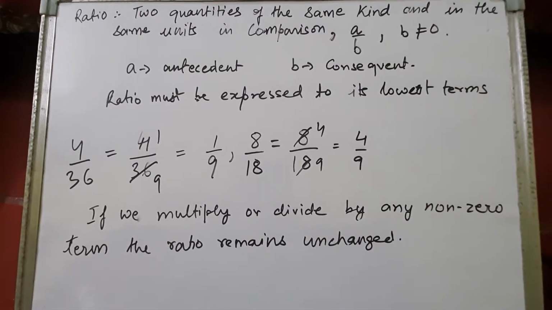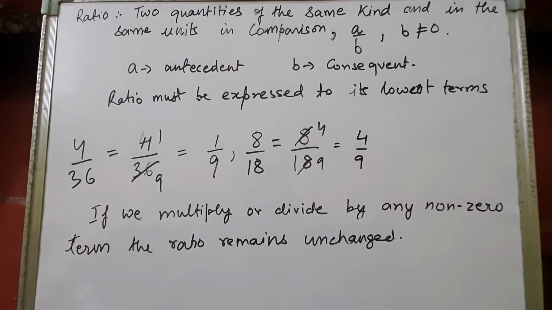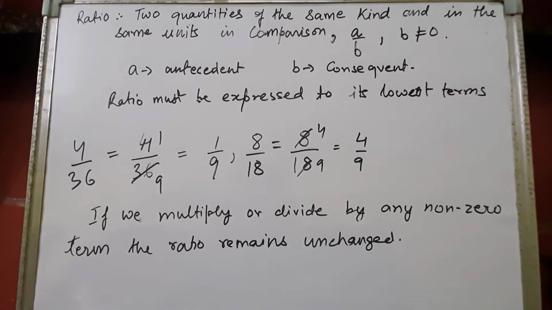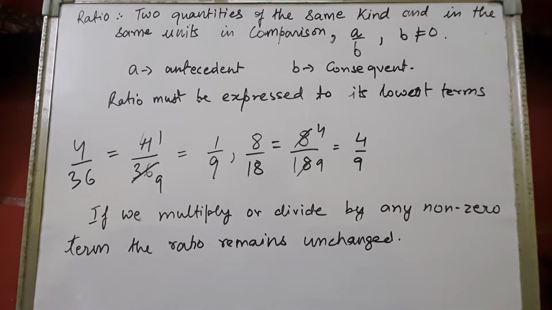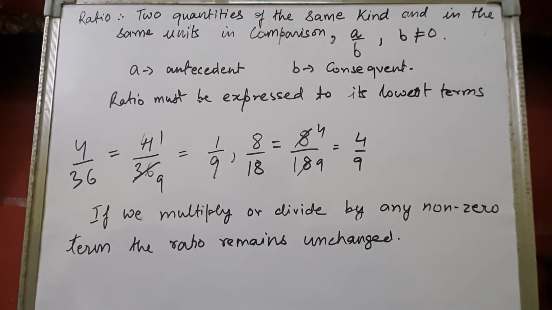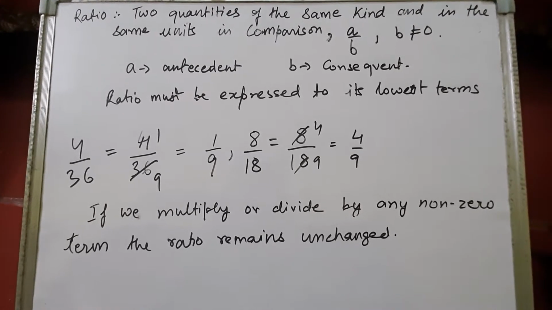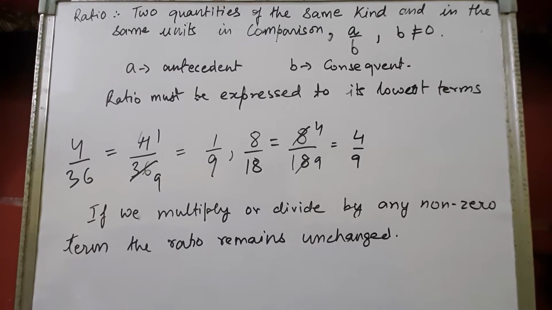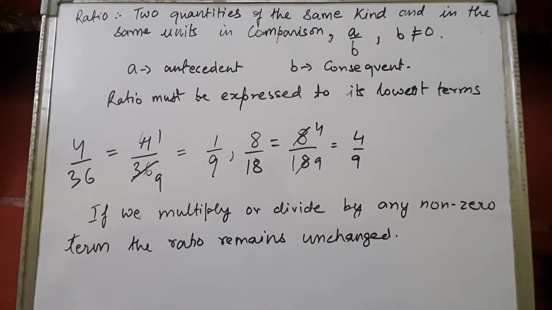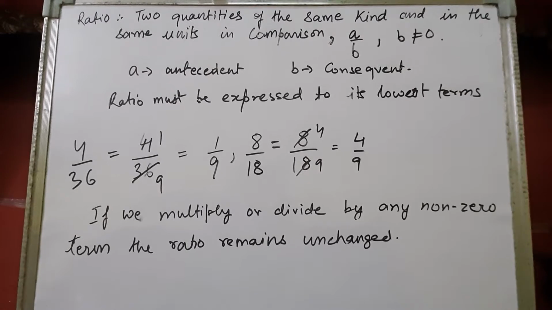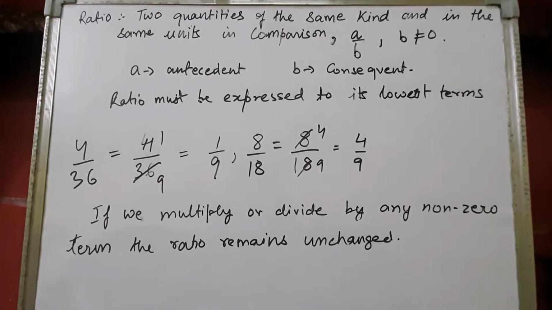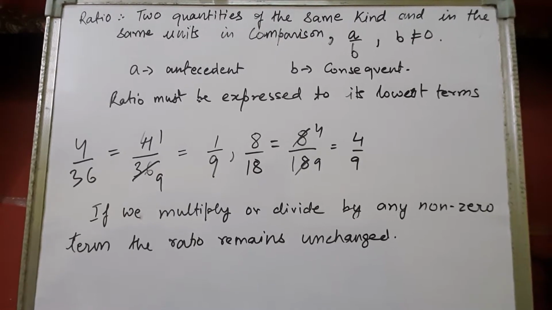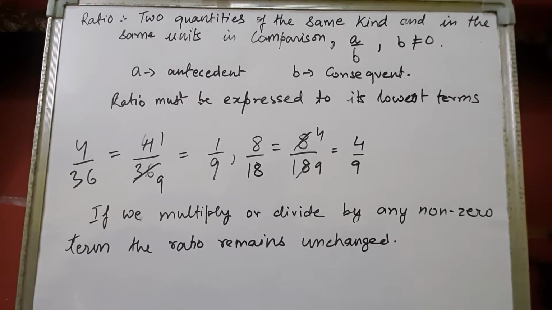So if the first quantity is A and the second quantity is B, when B is a non-zero quantity, then A upon B will form a ratio, A is to B, right? And this first term will be known as antecedent and the second term will be known as consequent. It doesn't matter how many ratios are given, the first term will always be the antecedent and the second term the consequent. Remember, the second term cannot be equal to 0.